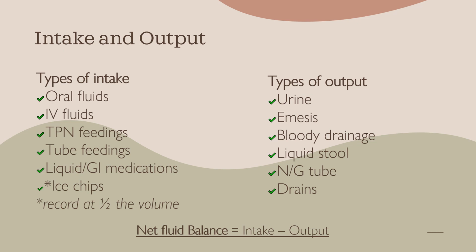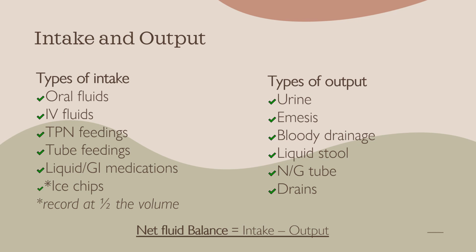When we look at intake and output, we need to calculate everything that goes in and comes out of the body. Intake is everything that goes into the body, and this is going to include oral liquids, IV fluids, TPN feedings, tube feedings, liquid GI medication, and ice chips. Ice chips are recorded at half the volume. So if my 4-ounce cup is totally full of ice, we're going to record that as 2 ounces of liquid because ice chips have a lot of air around them, and air is not a liquid.